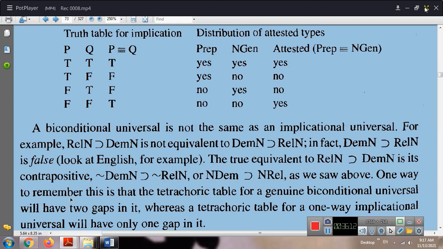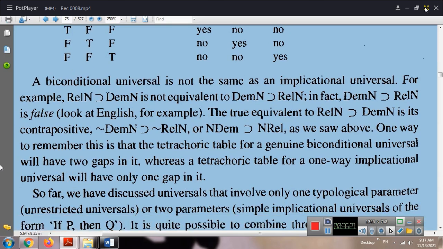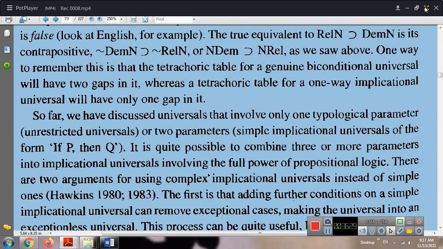One way to remember this is that the tetrachoric table for a genuine biconditional universal will have two gaps in it, whereas a tetrachoric table for a one-way implicational universal will have only one gap in it. So far, we have discussed universals that involve only one typological parameter, unrestricted universals, or two parameters, simple implicational universals of the form if P then Q. It is very important.